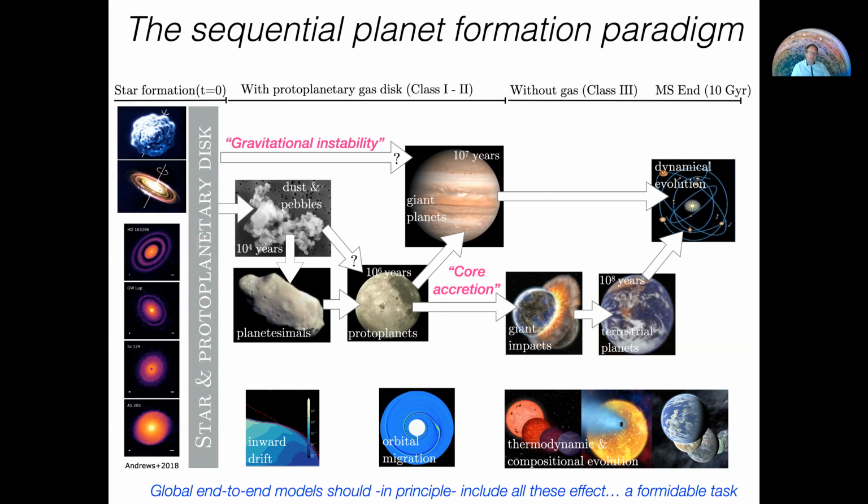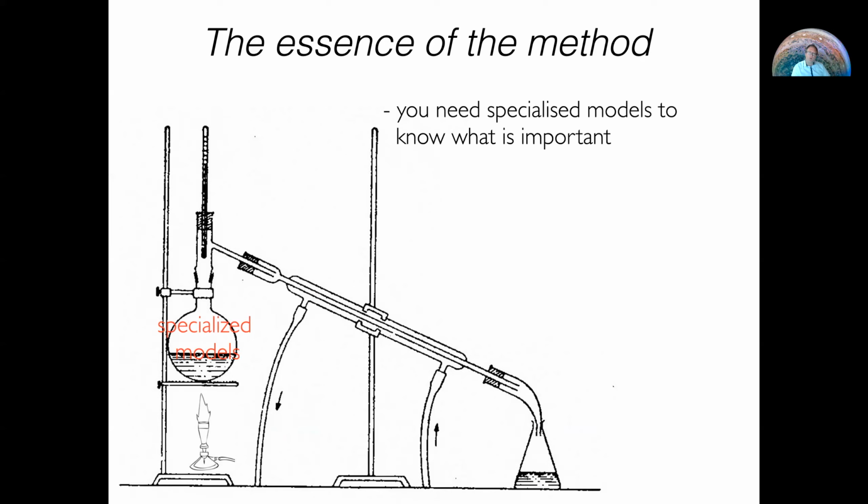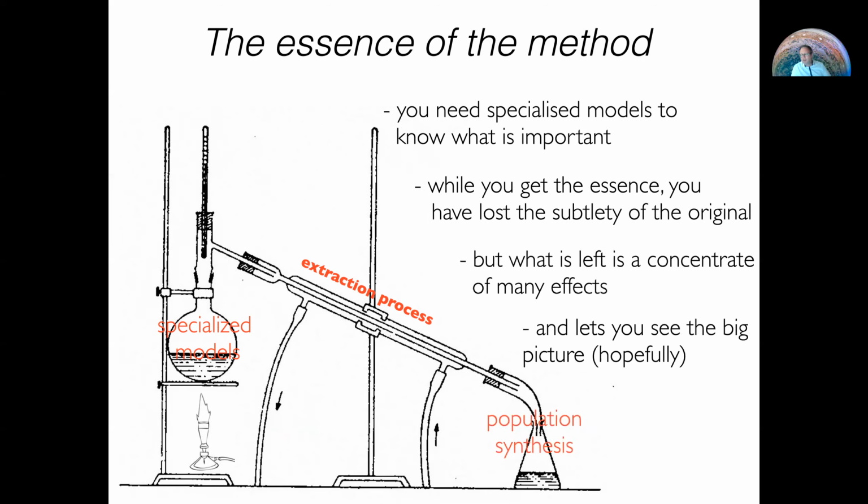Now, this is a short overview, but I think it already tells you that global end-to-end models, they should, in principle at least, include all these effects. And this is quite a formidable task. And therefore, we have to do something so that it's still a task we can actually achieve. And this is shown here. So how we try to get the essence of this population synthesis idea. So we need the specialized theoretical models for migration, accretion, and so on, to know what is important. What we then try to do is a kind of an extraction process. So we try to get the essence from these models, but of course we lose the subtleties of the original. But still, what we are left with is a concentrate of many effects, and hopefully, because it can directly predict observations, it allows you to see the big picture.